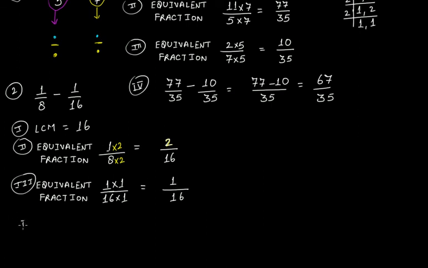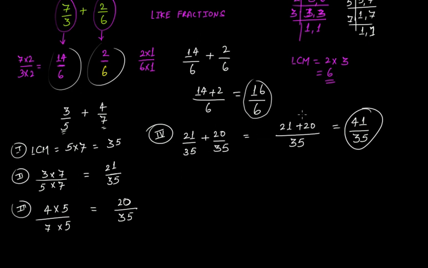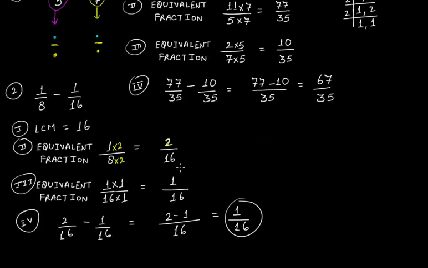And the fourth one is what? Subtract them. So 2 over 16 minus 1 over 16. If you solve it, the denominator is 16, 2 minus 1, and you will get 1 over 16. So this is your answer. We have done exactly similar things to what we did in the case of addition. The only difference is after finding all those steps, finally you have to subtract.